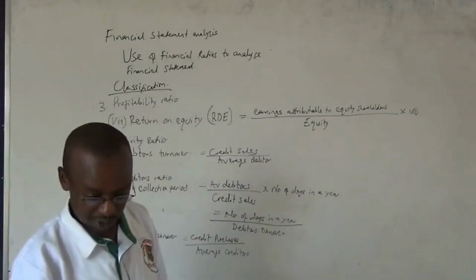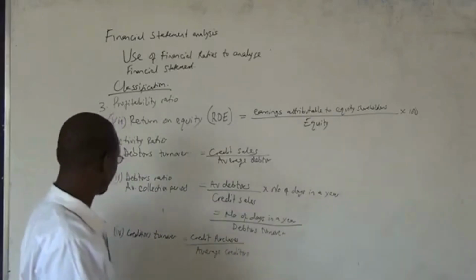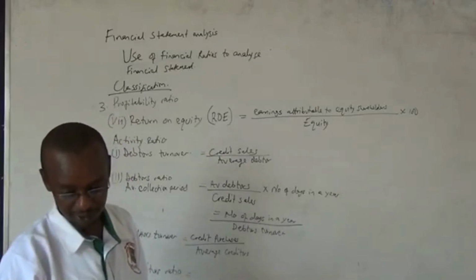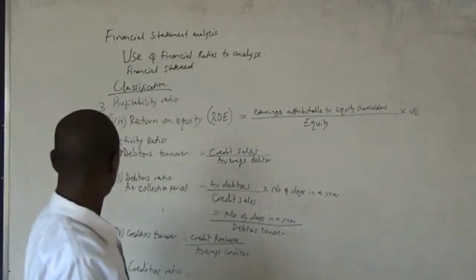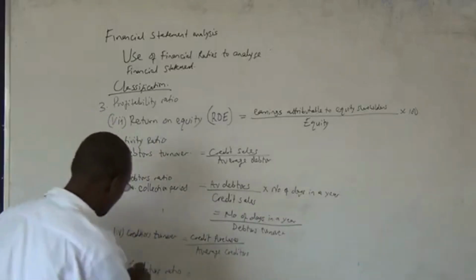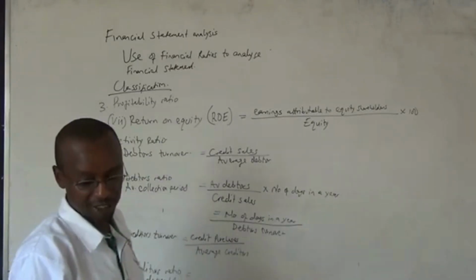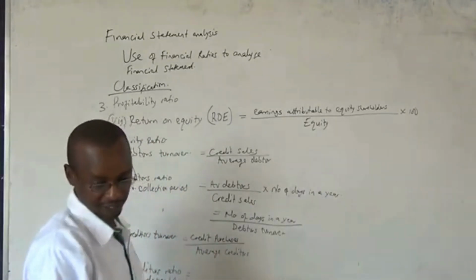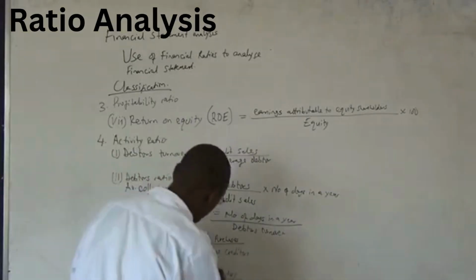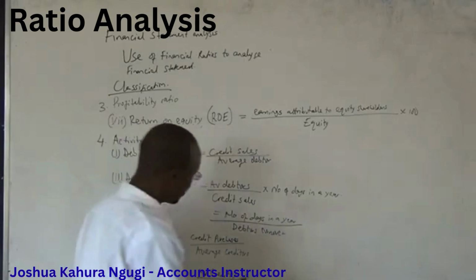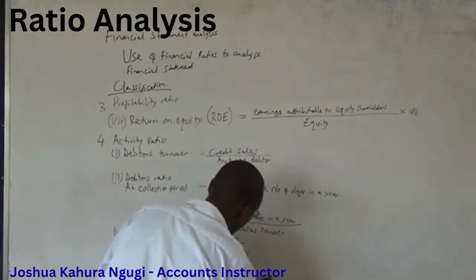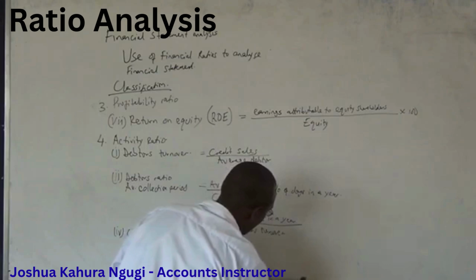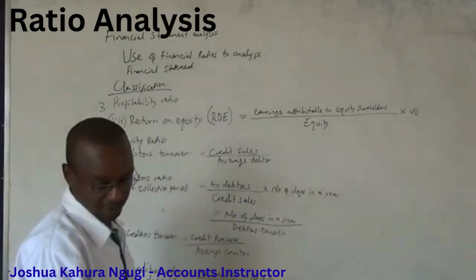Then we also have what? Creditors ratio. Creditors ratio is also called the average deferral period. This is the average collection period. It indicates the average time that suppliers allow a company to settle its dues. It is given by average creditors divided by credit purchases, multiplied by the number of days in a year.